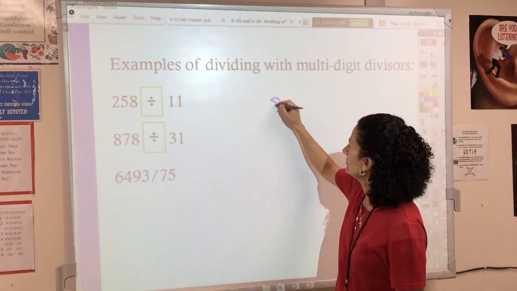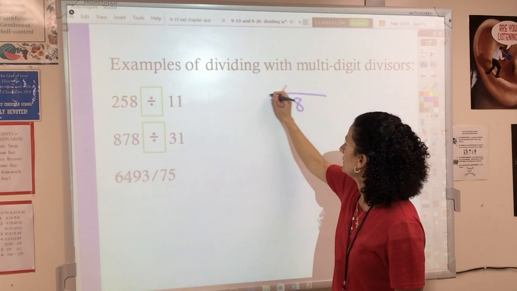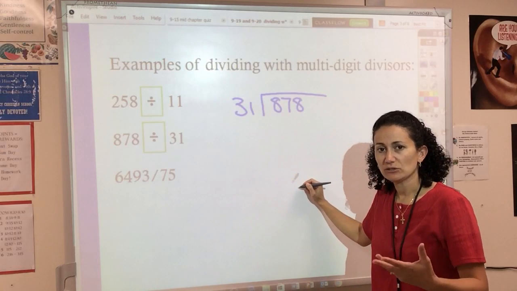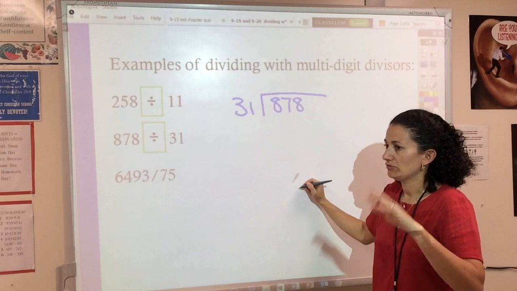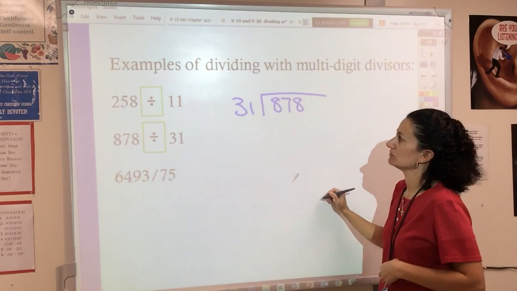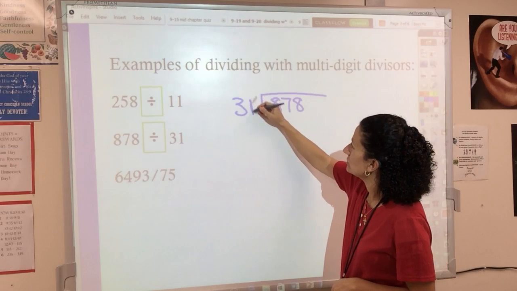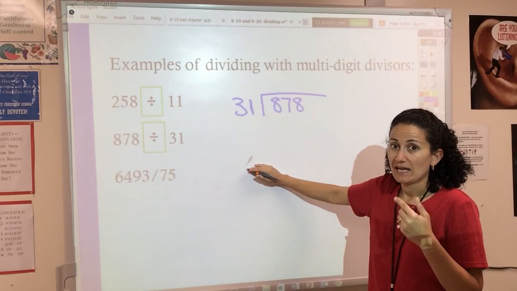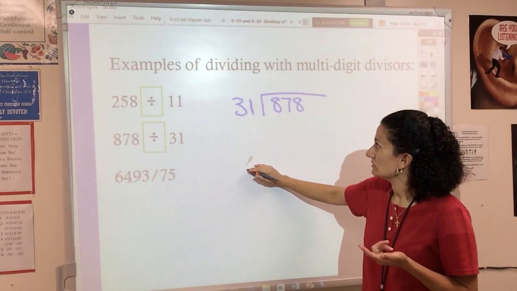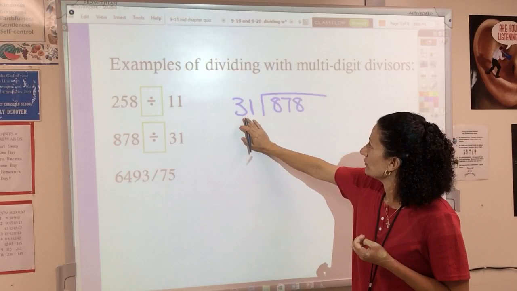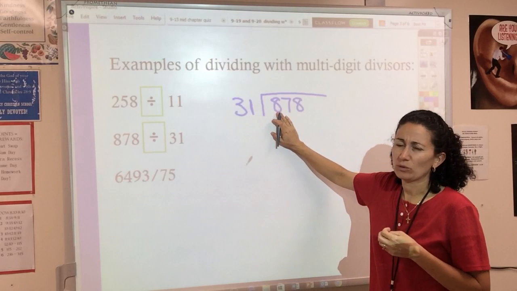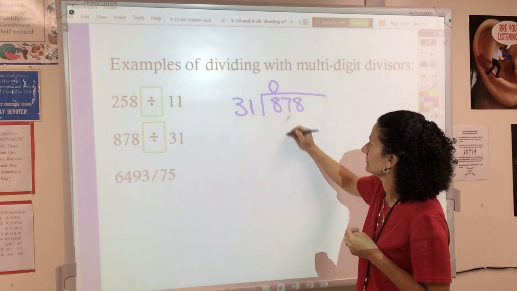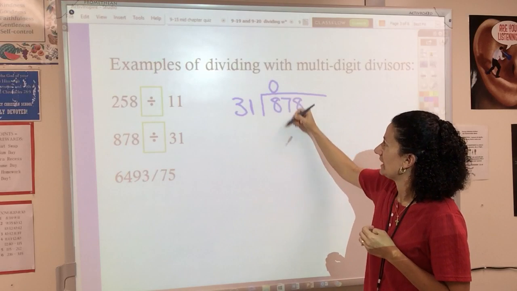Okay, let's look at a slightly harder one. Take a look at 878 divided by 31. Remember, you can pause the video. If I'm writing too quickly or talking too quickly, pause it. Rewind it. Take time to write these notes down. All right, again, I don't know my 31 times table. So at times, I'm going to have to guess and check when I do the division. So for example, 31 into 8. I know 31 does not go into 8. 8 is a smaller number. So I'm going to put a placeholder, a 0, right on top of the 8.